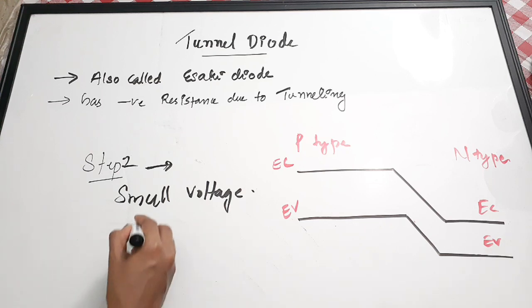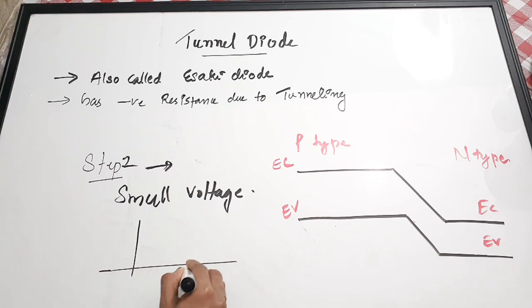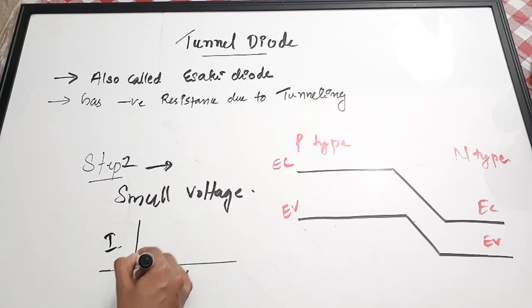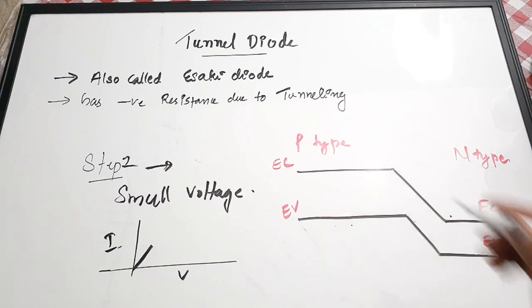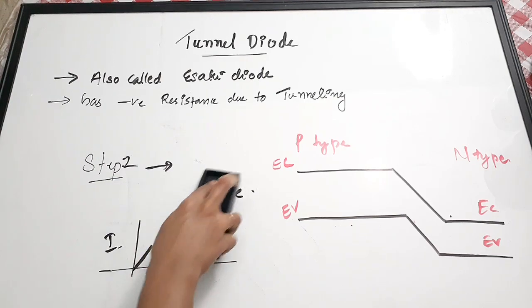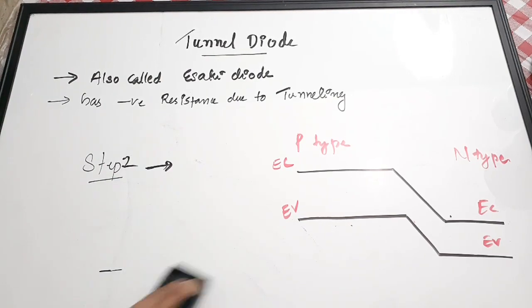Okay, so the curve will look like this. There is a voltage, there is a current, and there is a small current actually getting generated here. And this is due to the tunneling of electrons from this side to the valence band on the P side. Okay, I hope it is clear. So this is happening during step 2. Okay, now moving on to step 3.